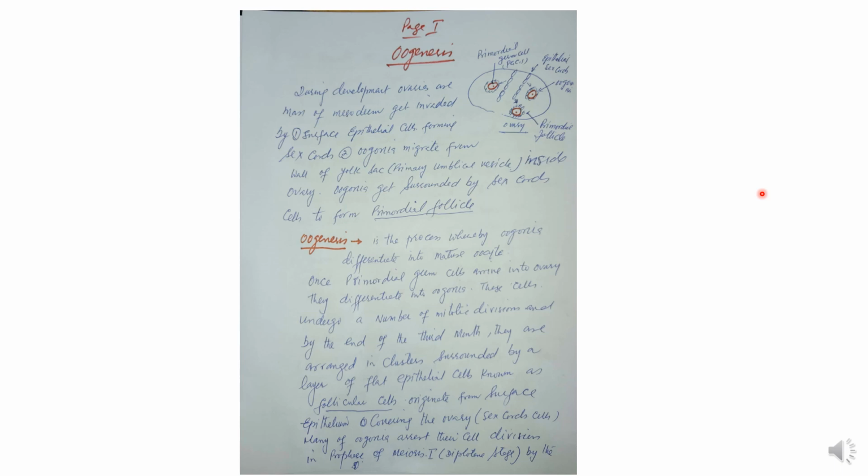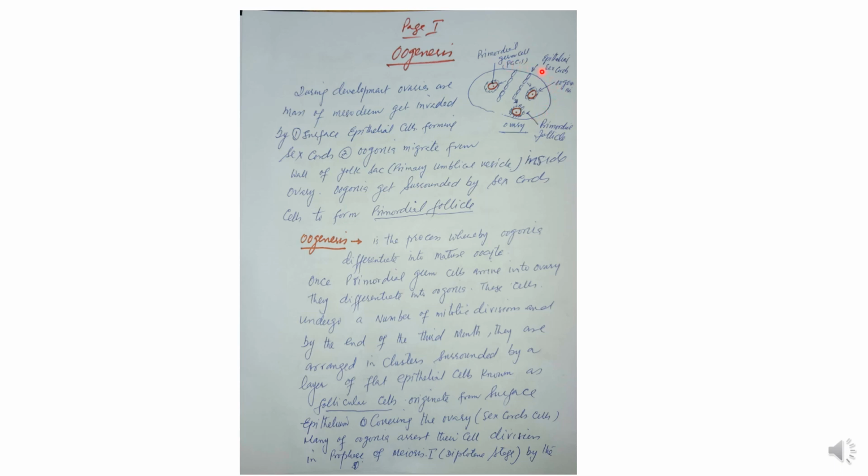Oogenesis is the topic of today. During development, the ovaries are a mass of mesoderm, derived from mesoderm. This whole ovary is a mass of mesoderm. It gets invaded by surface epithelium.